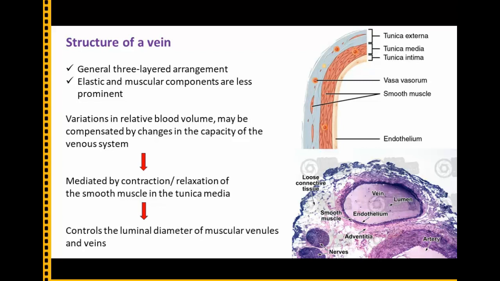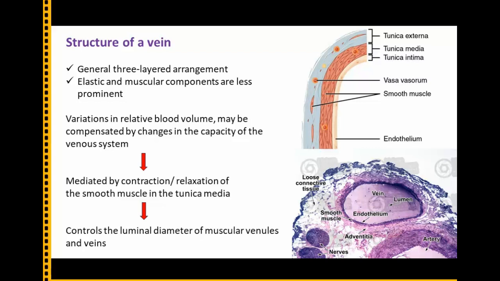Then the structure of a vein. It also has the general three-layered structure: the tunica intima, media and adventitia. Here the elastic and muscular components are less prominent, not like the arterial walls.